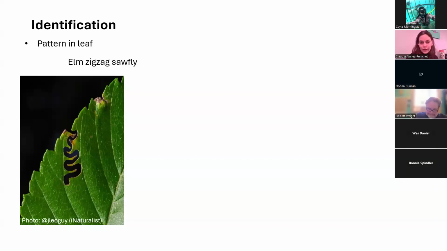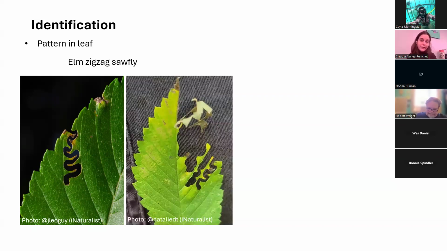That's another clue that gives us an idea of the presence of this invader on that plant. And I just want to point out that sometimes when the larvae are very big and have been eating a lot of that leaf, we sometimes don't see that zigzag pattern that clearly anymore. So it might be a little bit harder to identify the presence of the sawfly in this case.